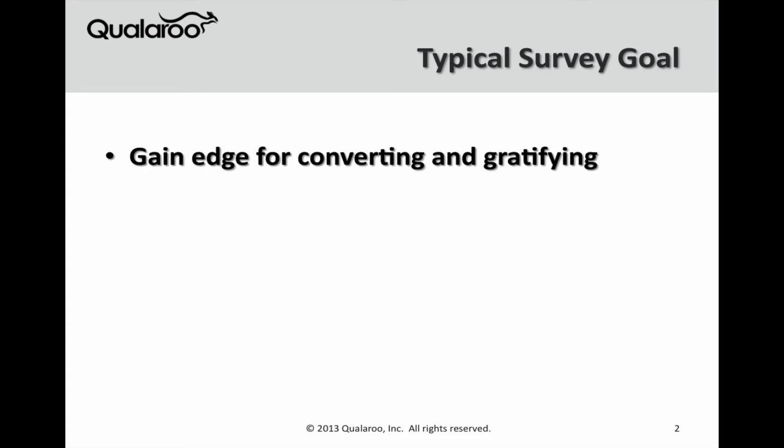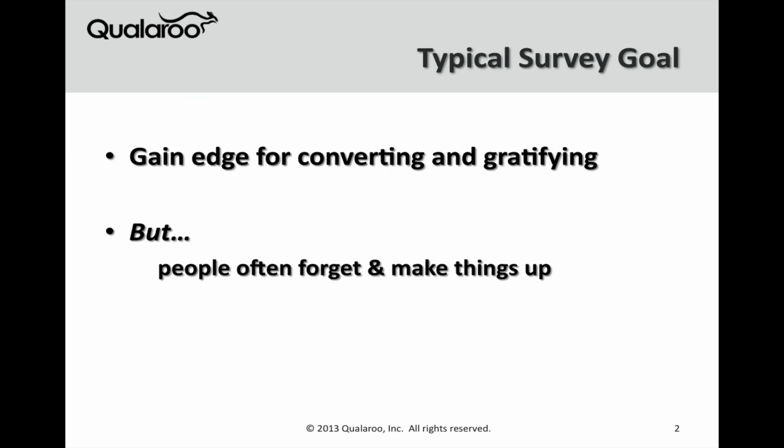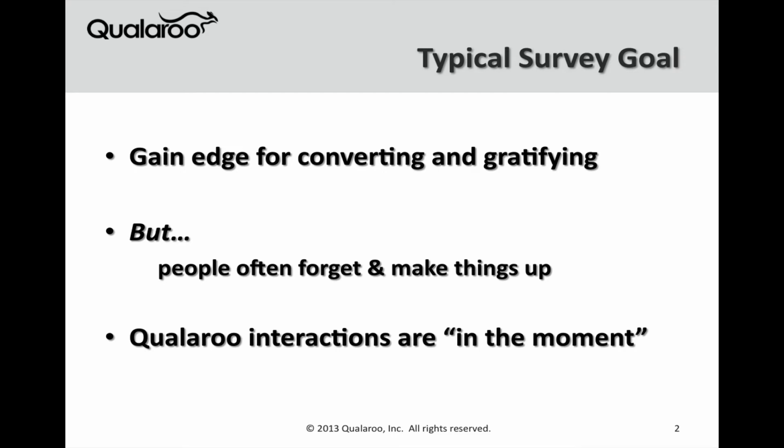Most marketers recognize that surveying and really understanding your customers can give you a big edge in being able to convert customers and actually gratify them. But we also recognize the limitations of surveys, and that's that people often forget and they make things up. And so when you're trying to process the answers to surveys, you don't know who made things up and who wrote in correct information. So the beauty of Qualaroo is that the interactions in Qualaroo are always in the moment when somebody's actually making decisions on a website, so you can really understand somebody's perceptions as they're navigating a website.